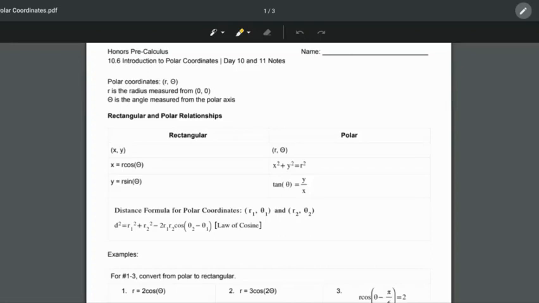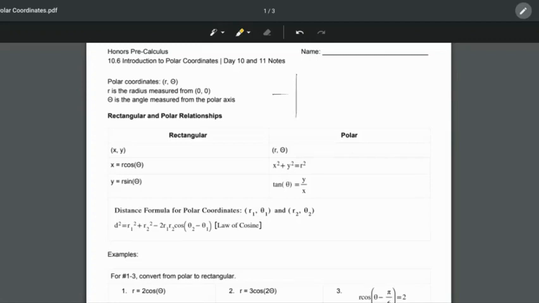Coordinates and the relationship between rectangular and polar coordinates. Polar coordinates are not written as x, y. They're written as r comma theta, where r is the radius measured from the origin 0, 0, and theta is the angle measured from the polar axis.